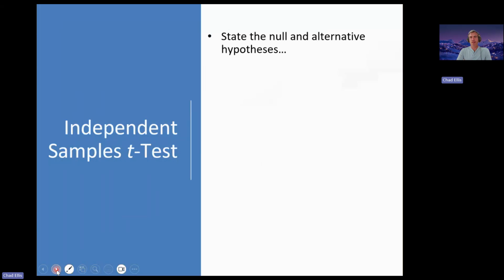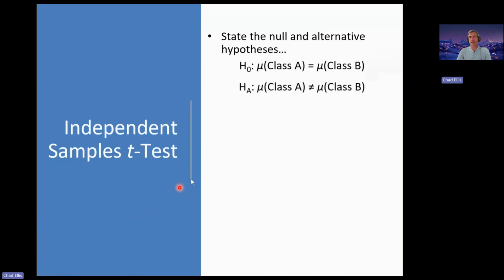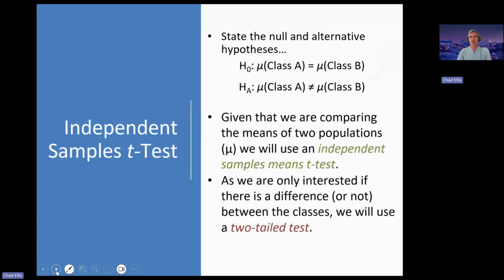First thing to do is state our null and alternative hypothesis. So the same kind of idea. Null hypothesis is that the final mean grade between Class A and Class B is the same, right? Alternative is that there is a significant difference between the mean grade between Class A and Class B for their final grades. Right, so we have two samples here.